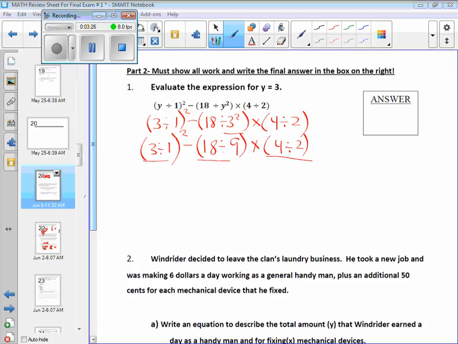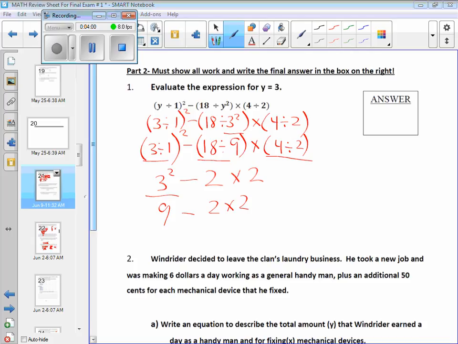3 divided by 1 is what? 3. However, I still have not done anything with that exponent yet, so it's now 3 squared still. 18 divided by 9. 4 divided by 2. 2. A lot less busy now. We're almost done. Kat, what gets done next? Exponent. Right. What do you get? Bring everything else down.